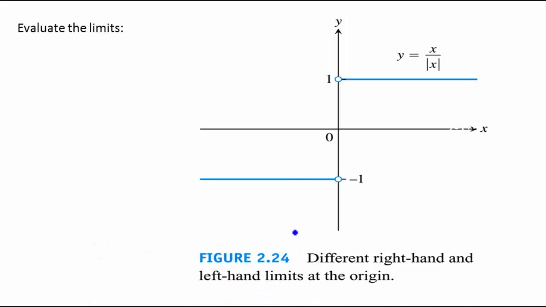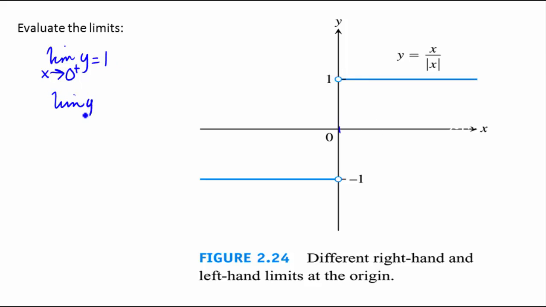Here's another example. The critical value that we have to look at is at x equal to 0. So again, we try to see how the y function behaves as x approaches 0 from the right and as x approaches 0 from the left. Let's evaluate the limit of y as x approaches 0 from the right. As x approaches 0 from the right, all the y values are constant and equal to 1.